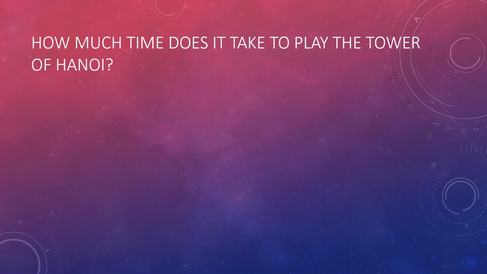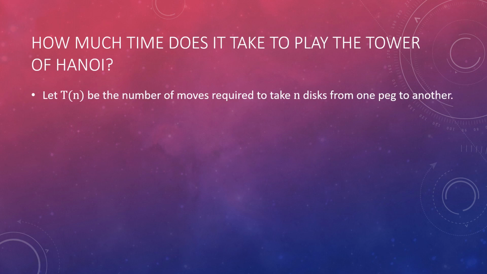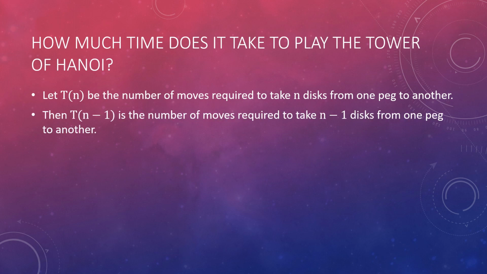How much time does it take to play the Tower of Hanoi? Let Tn be the number of moves required to take n disks from one peg to another. Then Tn minus 1 is the number of moves required to take n minus 1 disks from one peg to another.